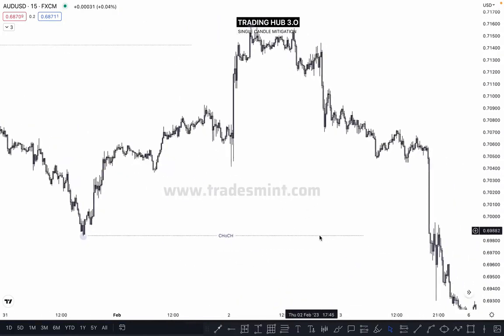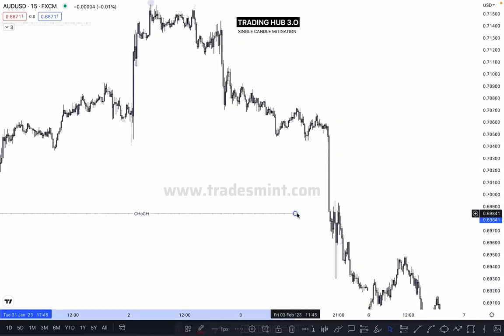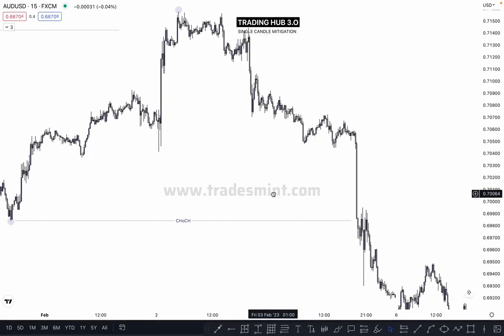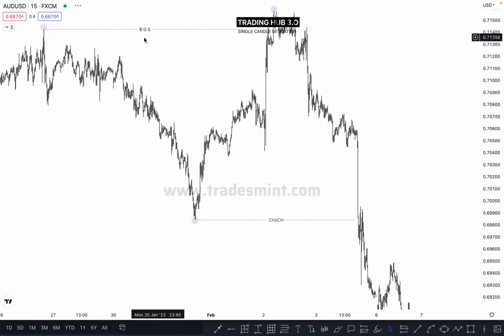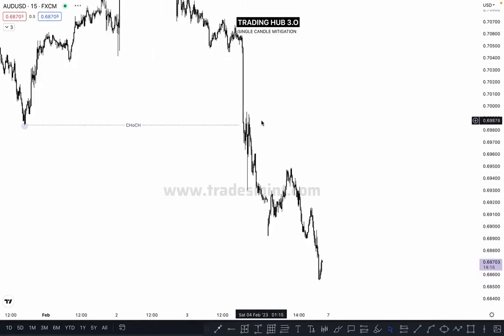So after this change of character, what happens here? You can see the market closed below it. Once the market closes below it, this becomes our valid change of character as per the structure mapping, right? So this was our last break of structure and the market turned bearish. What happens here at this point is you have to wait for the inducement to be taken out before the sell.